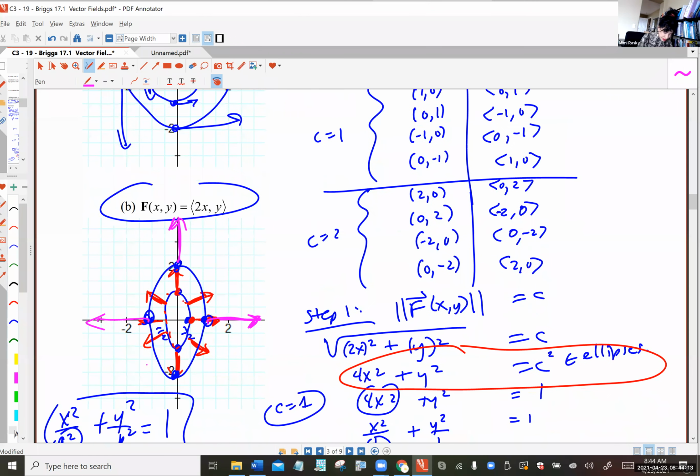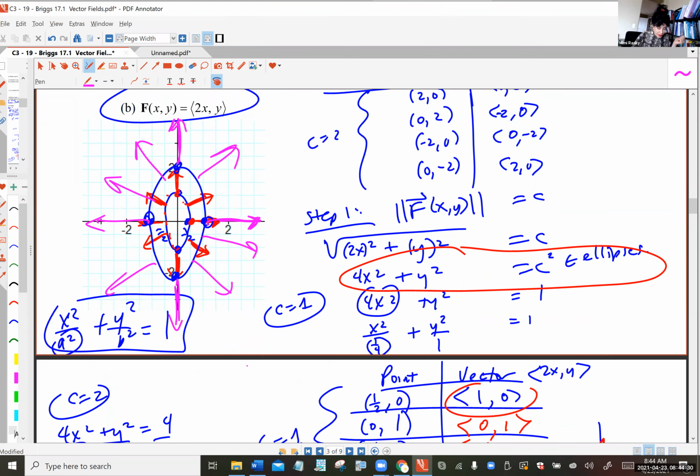And you can deduce that more vectors sticking out of that guy will also be pointing away from the ellipse with magnitude 2. And I'm done with that vector field. It's a nice graph. That's enough vectors that gives me the idea of how this vector field is looking.